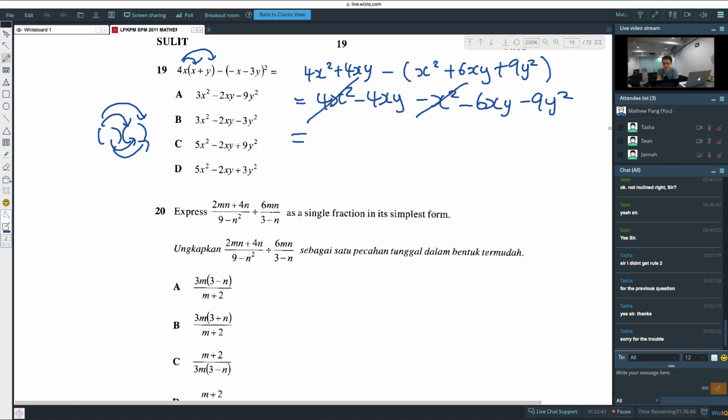So x squared and x squared simplify, I left 3x squared. xy and xy simplify to minus 10xy. And then minus 9y squared. Do I have the answer for this? Am I doing something wrong? Why don't I have the answer? Let me just double check, maybe I made a carry mistake. This is x squared. This is positive xy times 2 is 2xy plus 9y squared. It seems correct.